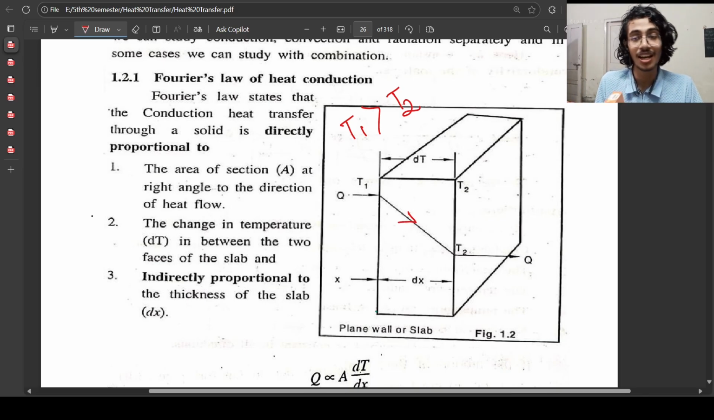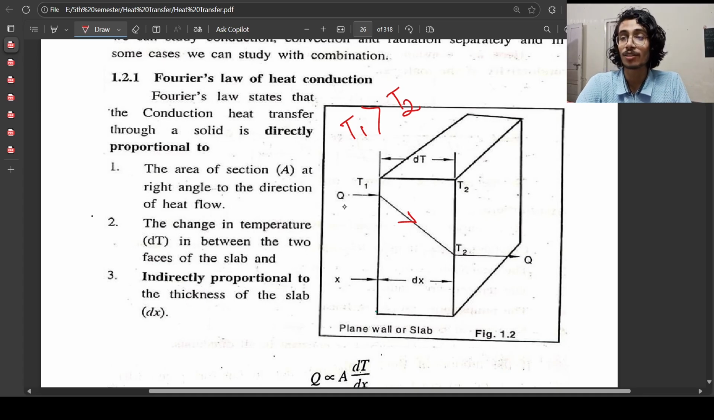The conduction process is taking place here. Why is the conduction taking place? Why not convection? Why not radiation? Although I haven't defined convection and radiation, conduction happens within the same material or in stationary fluids, right? So you can understand that this is conduction. So from T1 to T2 there is conduction of heat.